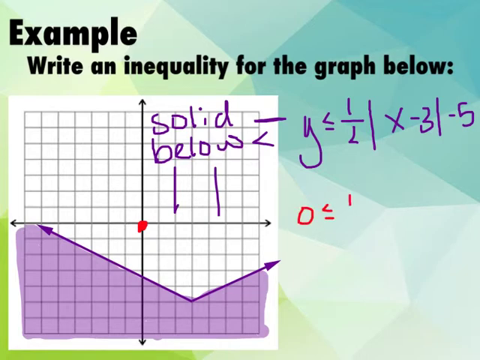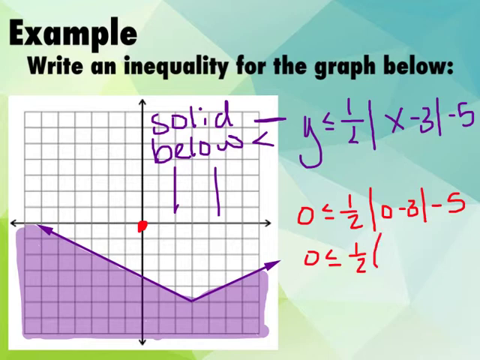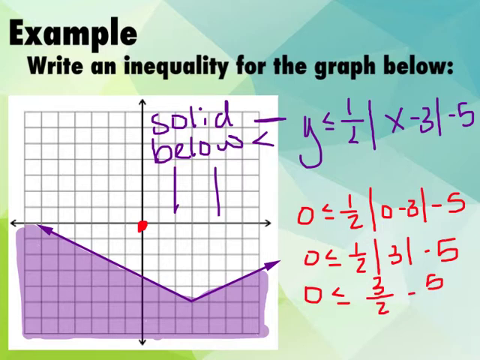Is 0 less than or equal to 1/2 the absolute value of 0 minus 3, minus 5? Is 0 less than or equal to 1/2 the absolute value of negative 3, minus 5? I don't know why I wrote 3 minus 5. Is 0 less than or equal to 3/2 minus 5?